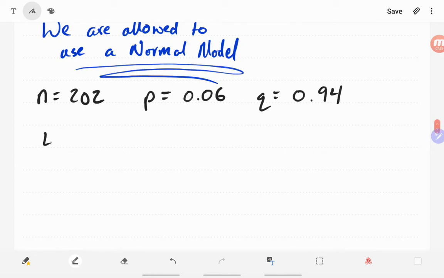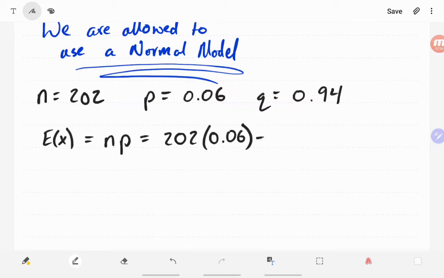So we know that E of X, which is the expected value of our random variable, is equal to N times P, which is 202 times 0.06, which is equal to 12.12. So that is our mean, or our expected value. And this is what we will be using in our normal model.